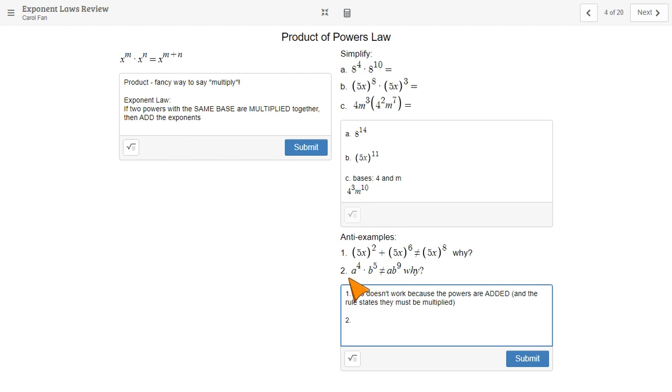Right, let's look at our second example. a to the power of 4 times b to the power of 5 does not equal ab to the power of 9. Why is that the case? So once again, let's check our rule. If two powers with the same base are multiplied together, then you can add the exponents. We've got two different bases here. So even though they're being multiplied, we can't just add the exponents.